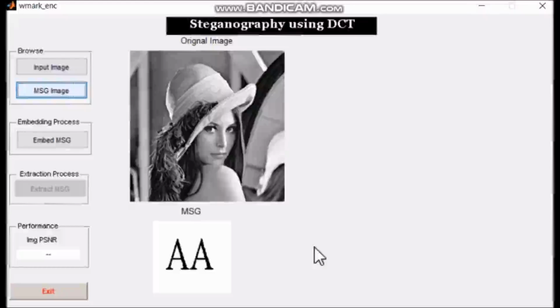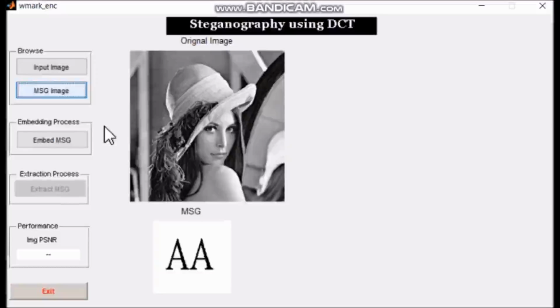Now here in DCT, in the embedding process, the embedded message is a third message where the original image and message image are combined, so that the quality of our original image and message image will remain as it is, and the message image will not get decrypted by a third party.